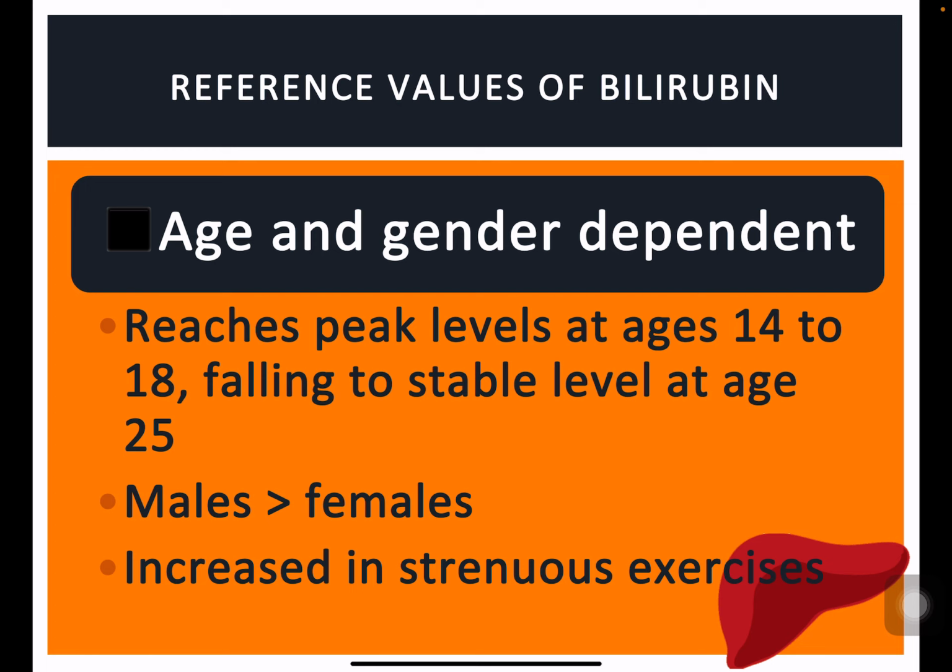So the reference values of bilirubin are age and gender dependent. It reaches peak levels at ages 14 to 18, falling to stable levels at age 25. It is also higher in males than in females, and it can be increased by strenuous exercise.